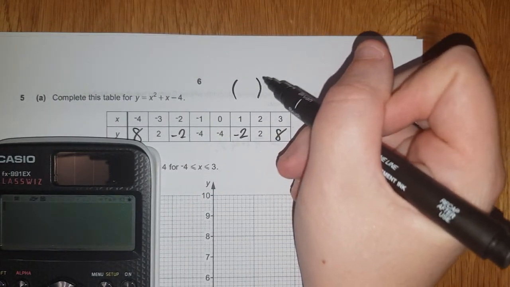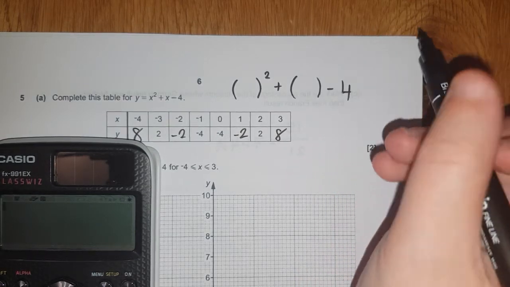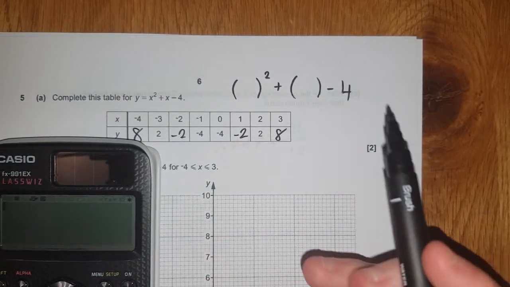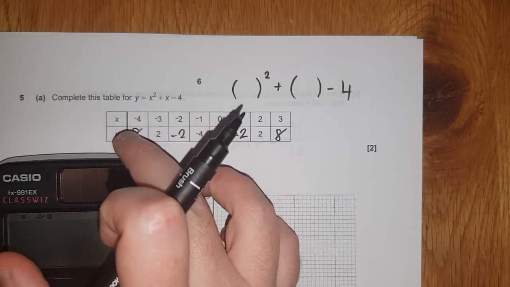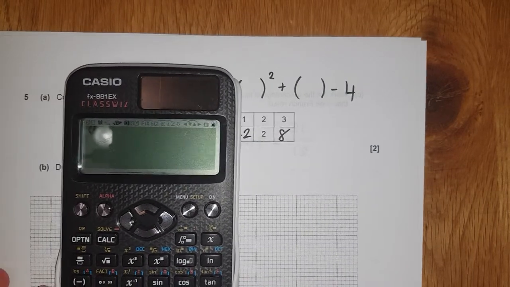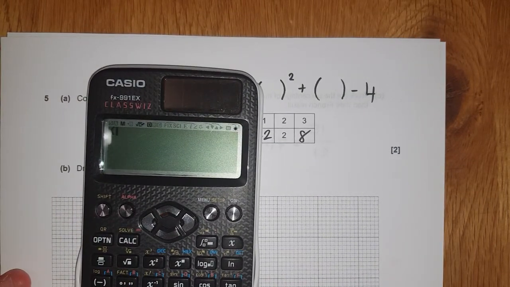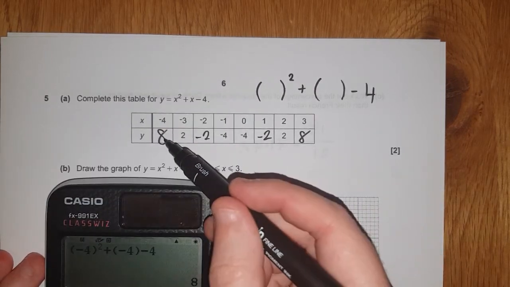So we're going to type it in as our number squared plus our number minus 4. This way, brackets will deal with any issues with putting in negative numbers. So in the first bracket, we're going to put minus 4 all the way through. I'm only going to show this with one number just to show that it works. We've got open bracket to begin with, minus 4 squared, plus in brackets again, minus 4, and then minus 4 at the end of your equation. We got 8, which is what we got from table mode.